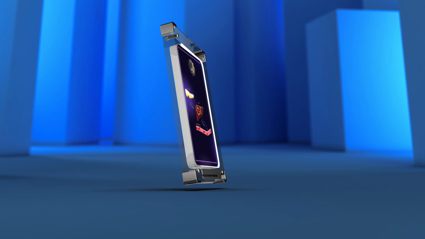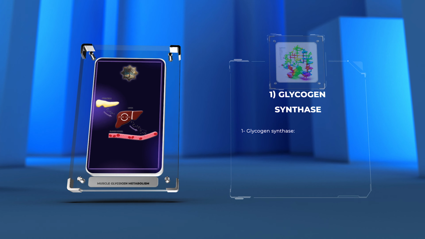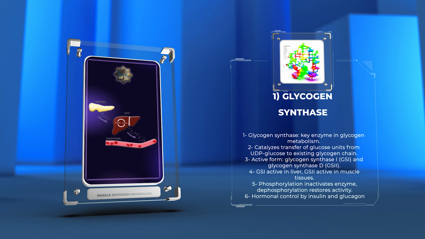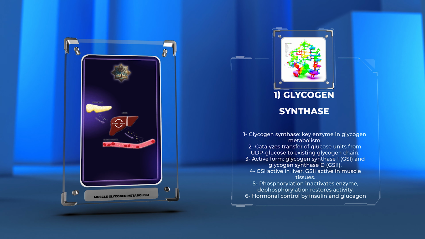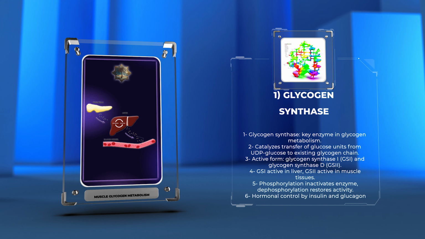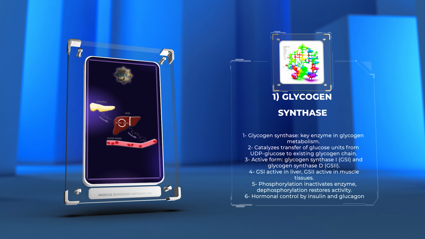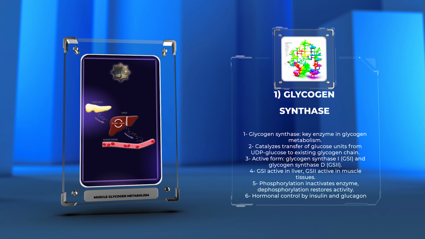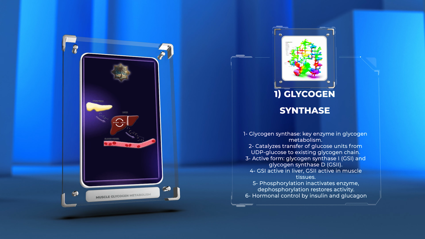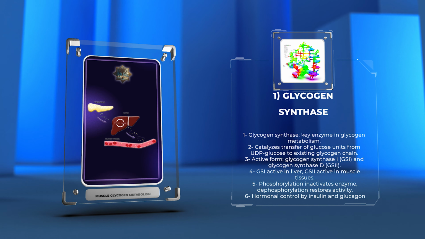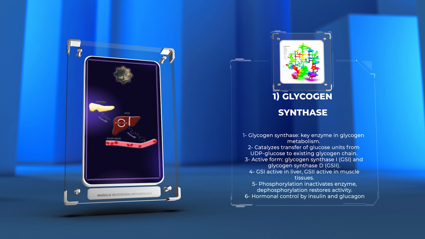Glycogen synthase, a key enzyme involved in glycogen metabolism, catalyzes the transfer of glucose units from UDP glucose to an existing glycogen chain. This process occurs in the presence of glycogenin, which initiates glycogen synthesis. The active form of glycogen synthase is composed of two distinctly regulated isoforms, glycogen synthase I, GSI, and glycogen synthase D, GSII. GSI is primarily active in the liver, while GSII is predominantly active in muscle tissues.